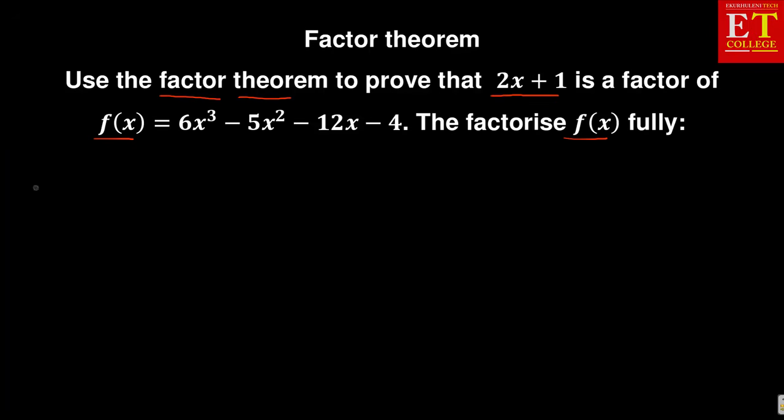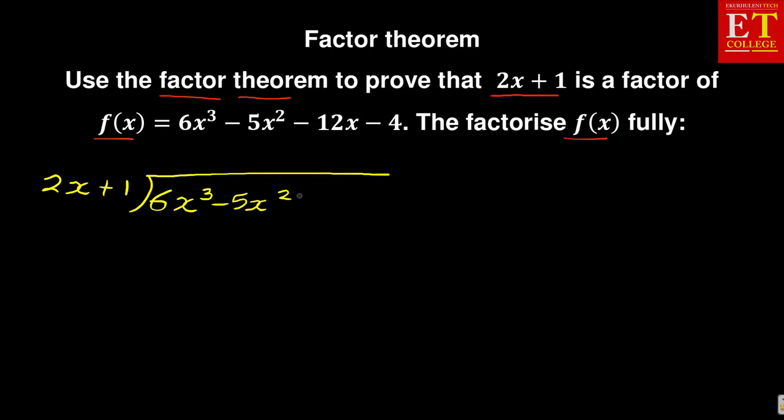Now in the longer method, you are given 2x plus 1, and the 2x plus 1 is dividing 6x cubed minus 5x squared minus 12x minus 4.